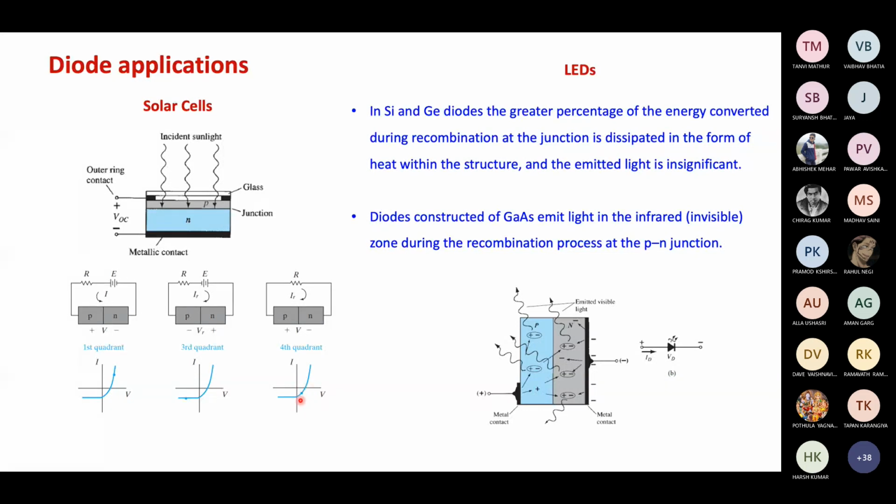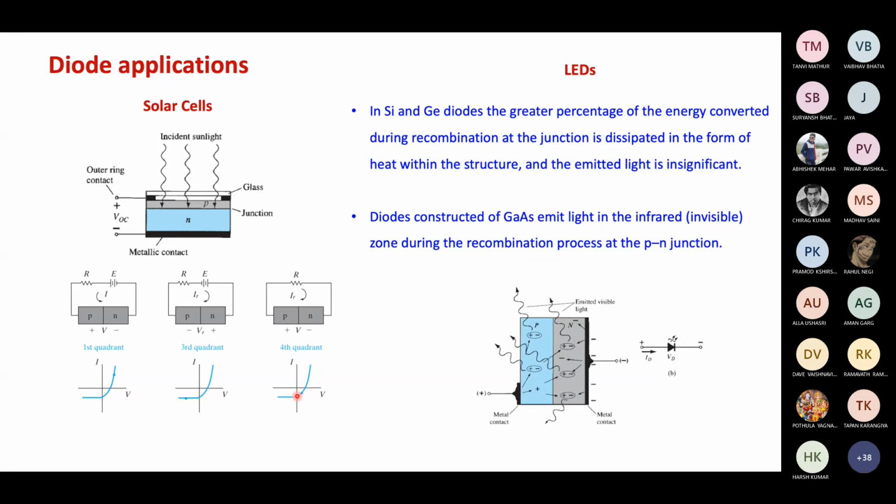So this is the quadrant in which the solar cell actually functions. And this is the quadrant where the power is generated by the diode or by the solar cell. Okay. So on the IV characteristics, in solar cells, we operate in the fourth quadrant.